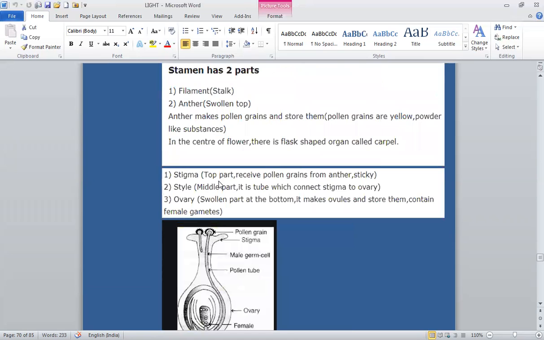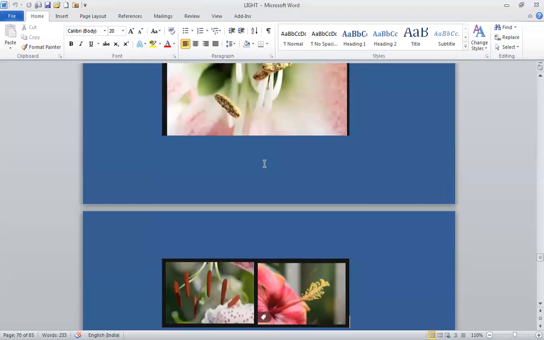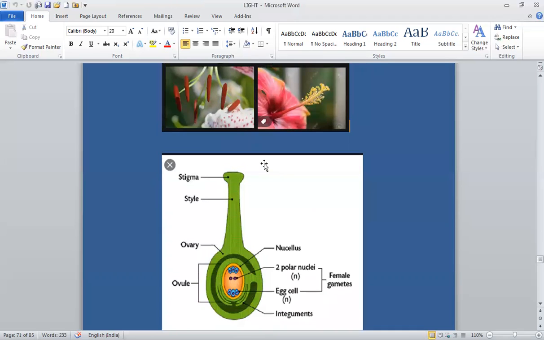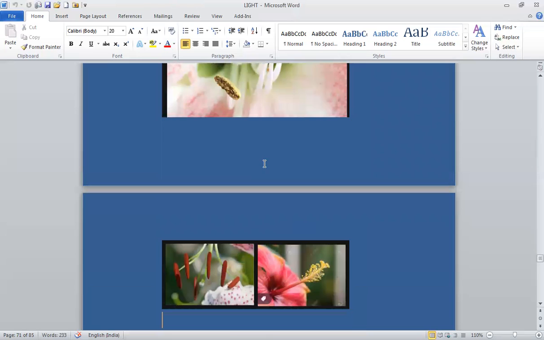Is this clear? Stamen has 2 parts, filament, that is called a stalk, and anther, that is swollen on top. Anther makes pollen grains and stores them. Pollen grains are yellow powder-like substances. Once again, look at these pollen grains. You all have seen this flower, China rose. You see, these all are stamens. These all are stamens of various flowers.